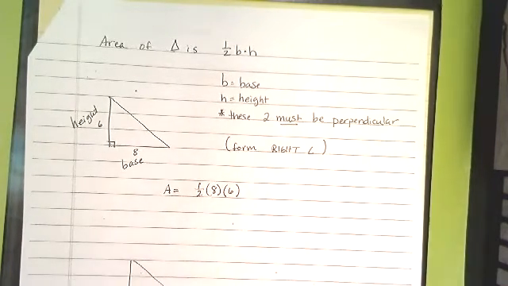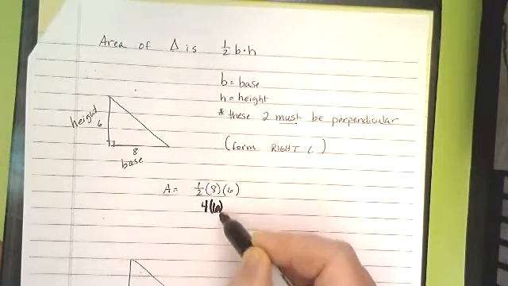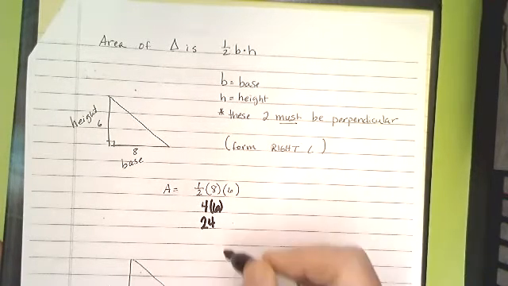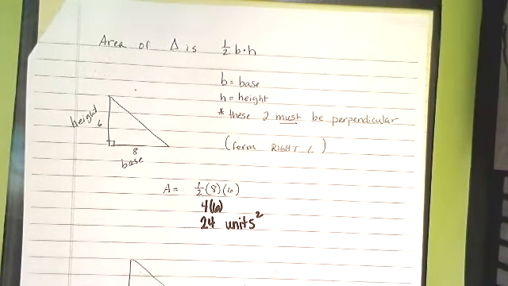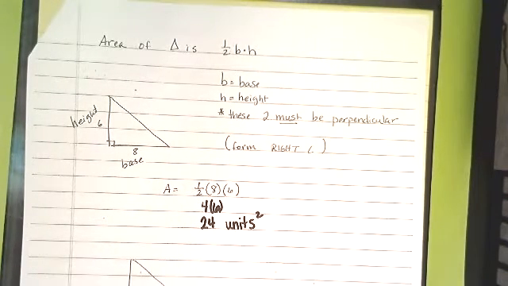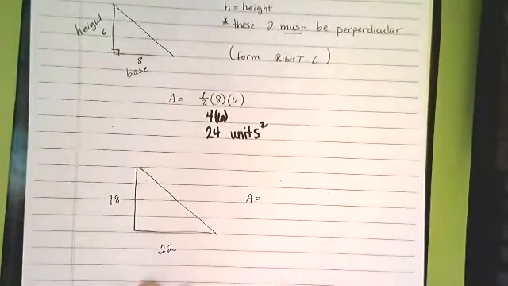You can do that in whatever order you want to. If you want to go 6 times 8 is 48, then take half of that, that's fine. Or if you want to say half of 8 is 4, and 4 times 6 is 24. Units squared. I didn't put any units on there, I didn't put inches or centimeters, so we'll just say units squared. Okay, let's do this one.